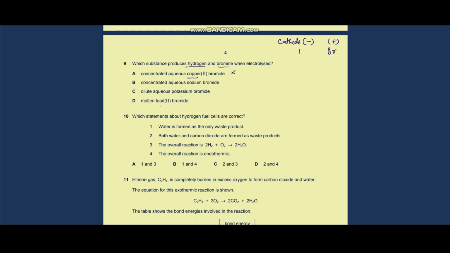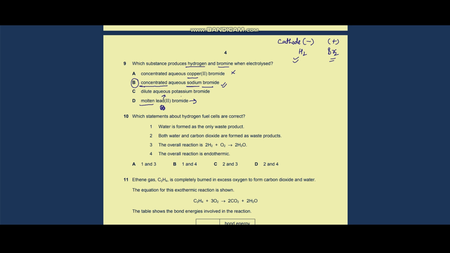Okay, so here we have hydrogen and here we have bromine. Now in case of anodes, we will only get the halogen if the solution is concentrated. So one option is concentrated sodium bromide. As sodium is more reactive, hydrogen gas will be released at the cathode. As the solution is concentrated, we will get bromine. So B is my correct option. In the molten state, obviously there is no option of hydrogen gas being produced. We directly get lead and bromine gas at the cathode and anode respectively.